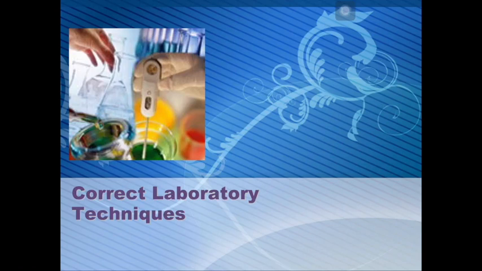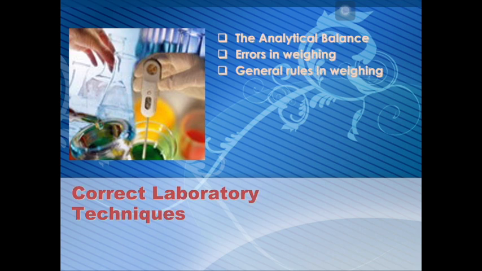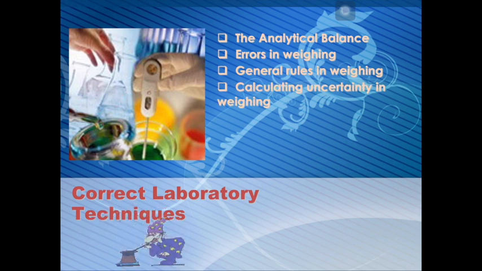I would like to talk about correct laboratory techniques when doing gravimetric analysis. These are the topics that I'd like to talk about in our lesson. First is the analytical balance, errors in weighing, general rules in weighing, and calculating uncertainty in weighing.